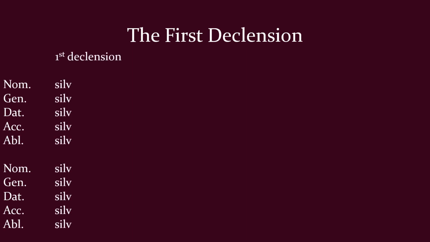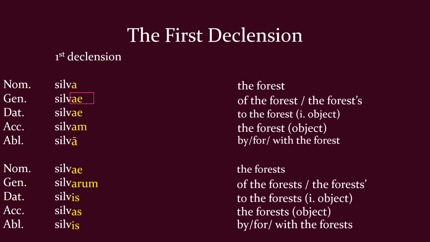Okay, and now we'll take the word silva. We've got our base, silv, and here come the endings. They snap right on. Okay, we know it's a first declension noun because of the genitive singular ending. In all 5 declensions, that's what we're going to look for. Okay, and here's a look at how you can translate these.